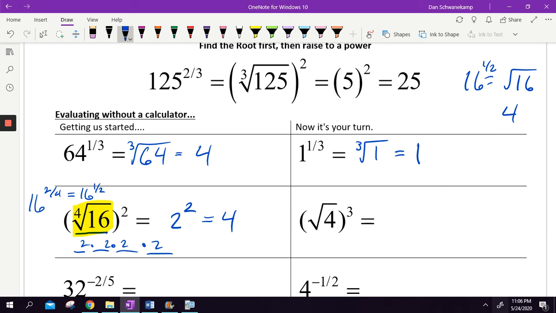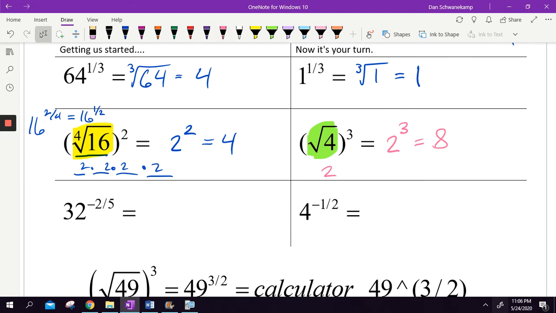So there's lots of different ways of doing these problems. We're trying to do it the same way every time for the most part. Square root of 4. So we're going to work on the root part first. The root part's always easier than the power. Square root of 4 is 2. And so then all I have to do is take 2 cubed. That's going to get me 8.